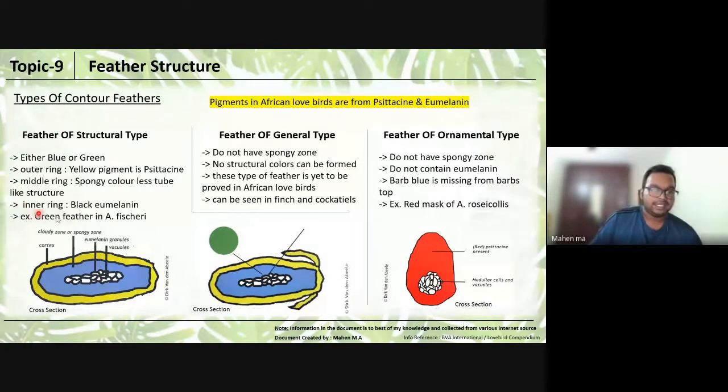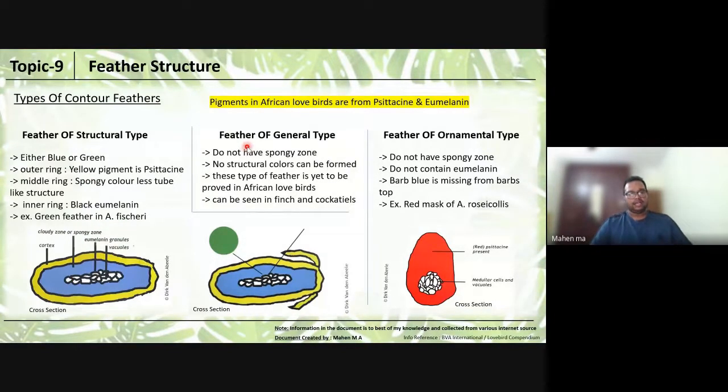The next one is the inner ring. This inner ring basically consists of eumelanins. I think most of you have heard of this term, eumelanin reduction, or maybe eumelanin as a word as such. So this inner circle basically consists of the eumelanins. One example of a feather of the structural type is the green fischeri. We have green color feathers, right? We can consider this as one of the examples for a feather of the structural type.